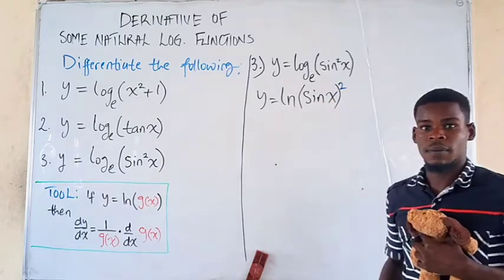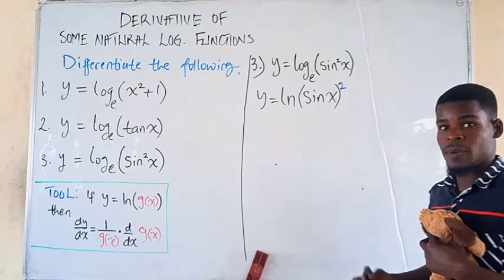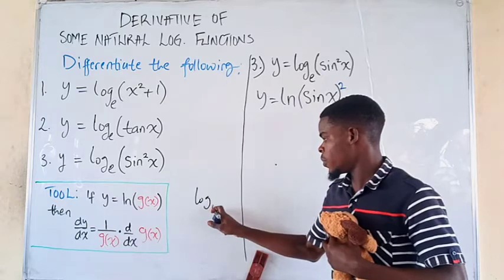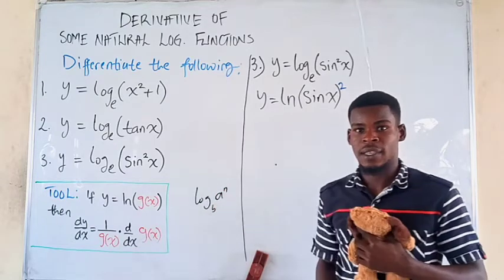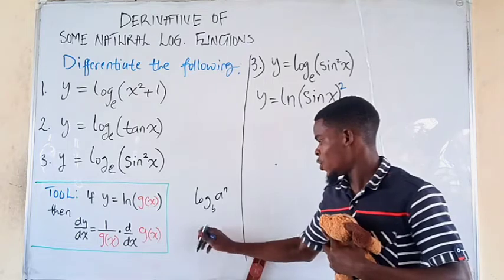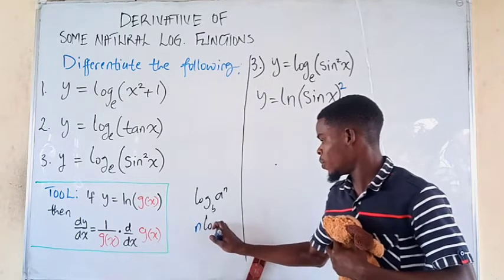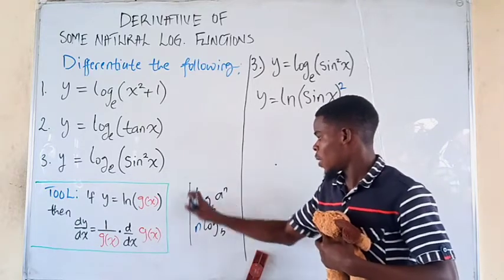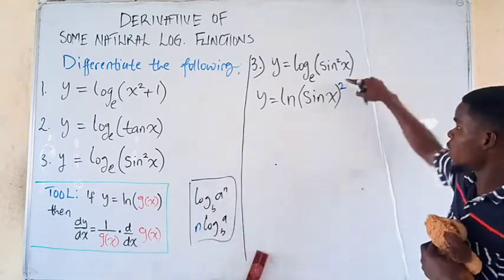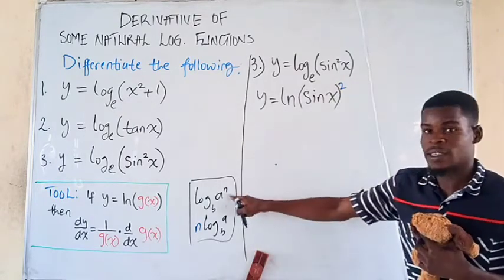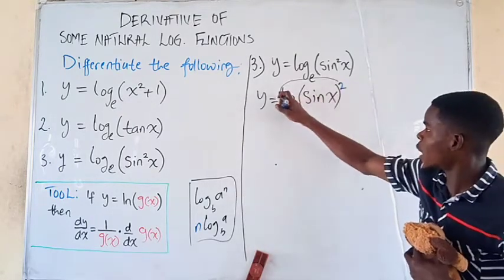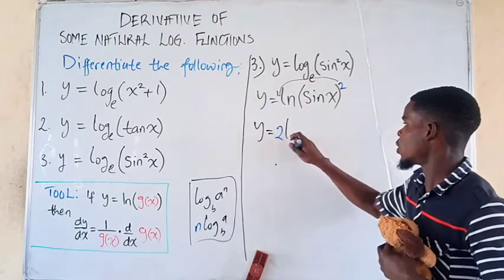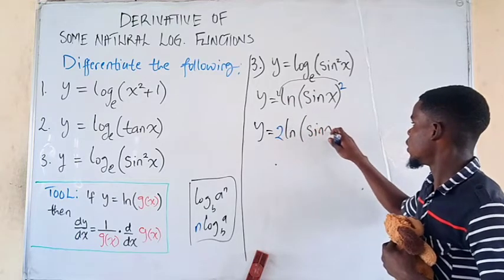Good. Great. And now from our basic logarithmic property, let's say you have logarithm to base b of a raised to the power n, all right? This right here is the same thing as you bring the n to the front, multiply it with the logarithm of a to base b, all right? Good. Great. So we're just going to apply the property right here. Here, the power, which is 2, we'll replace the n, and then we'll just bring the 2 to the front and multiply it with the log. And we're going to have y to be 2 times the natural logarithm of sine x.